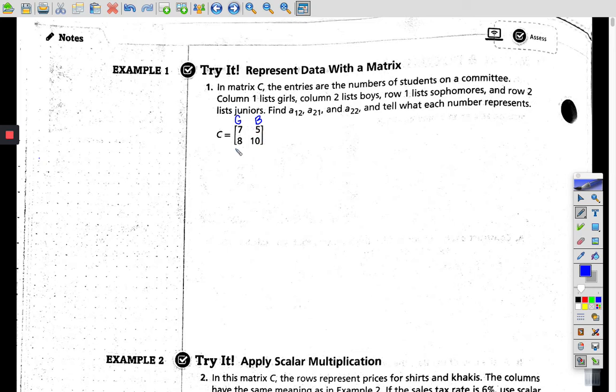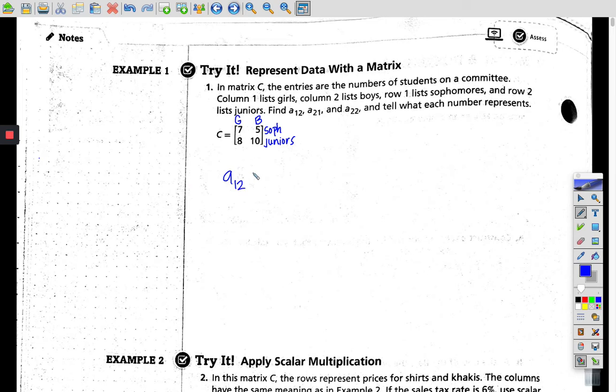Column 1 is girls. Column 2 is boys. Row 1 lists sophomores. Row 2 lists juniors. Find A subscript 12, A subscript 21, and A subscript 22 and tell what each number represents.